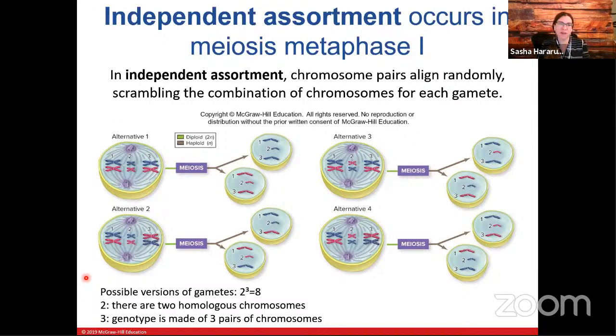So it's pretty fascinating. And independent assortment is more important in creating genetic diversity compared to crossing over. Crossing over is important, but is not going to produce as much genetic diversity as independent assortment. Okay, any questions about independent assortment or crossing over, or anything I've covered so far, guys?